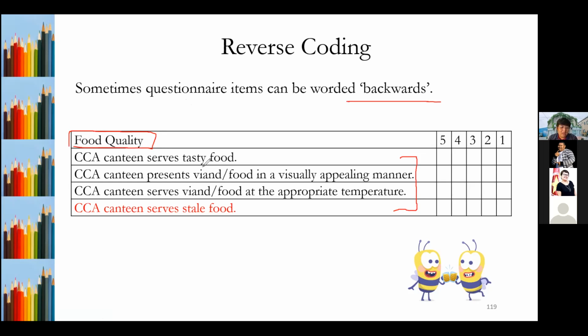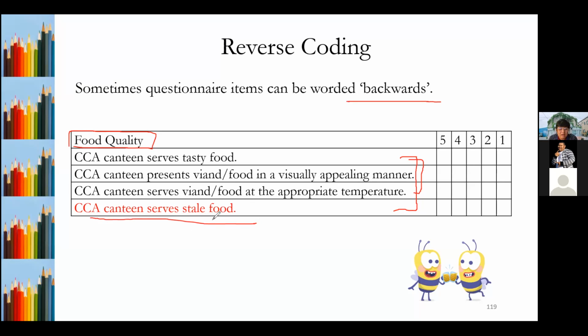Let's try to analyze the first three muna, yung tatlo muna. Okay? The first three items, kung babasahin natin sila, they are all positive statements. CCA canteen serves tasty food. CCA canteen presents viand or food in a visually appealing manner. CCA canteen serves viand or food at the appropriate temperature. Okay, but you will see at statement number 4, CCA canteen serves stale food, walang lasa.